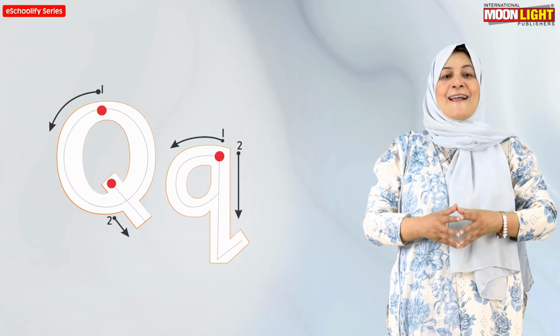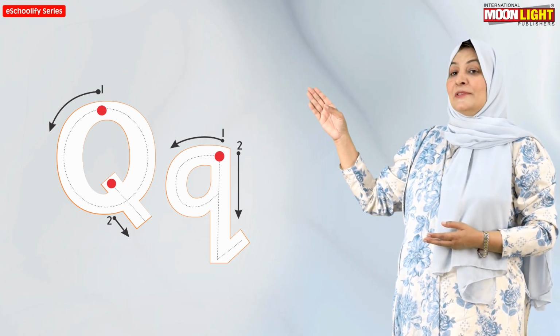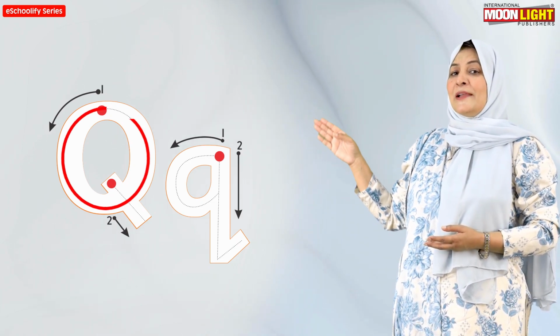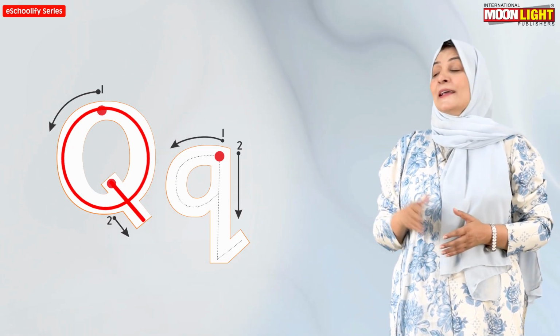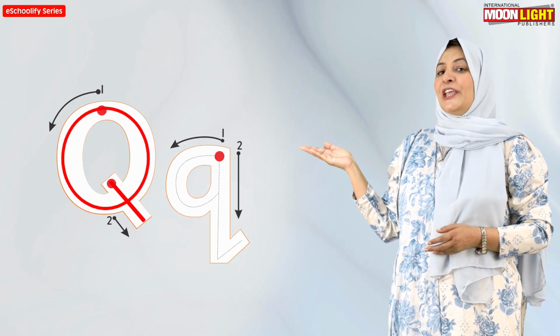Now let's start. Start from the dot, go round, round, round and stop. Make a slant line. It will make capital Q.